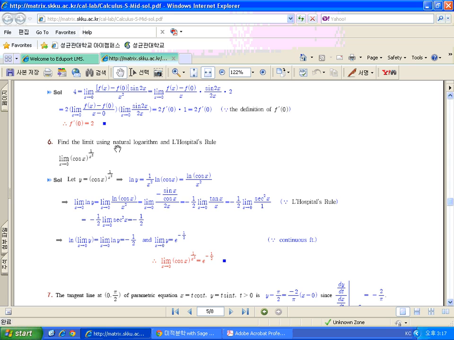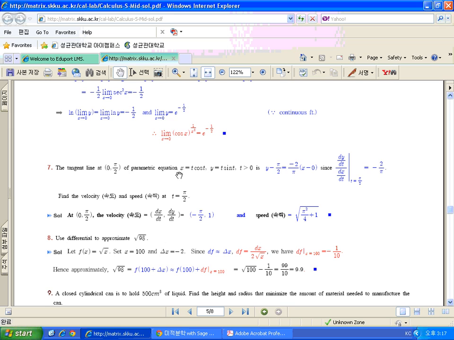And find the limit using the natural log and L'Hopital's rule. So you define the y function like this, and then use ln of y to find the limit, and then use that limit to deduce the limit of y when x goes to 0.